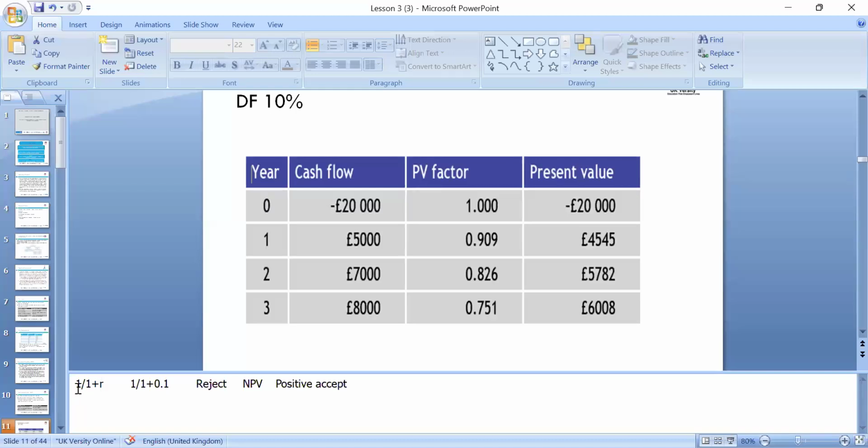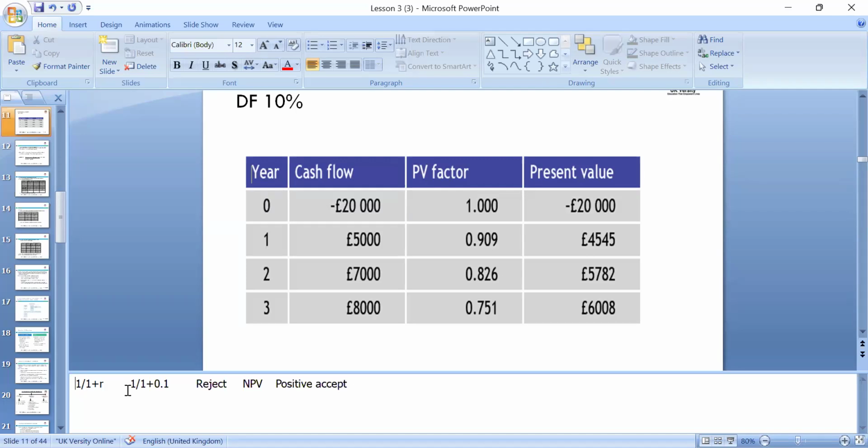So the formula is 1 divided by 1 plus R. R is the discount factor. If we say, let's say, inflation is 6%, 6% is the base rate, 3% is the inflation, and of course, we're looking at other expenditures. You want more than 10% return, so you can depreciate your currency, discount it at 10% to calculate.